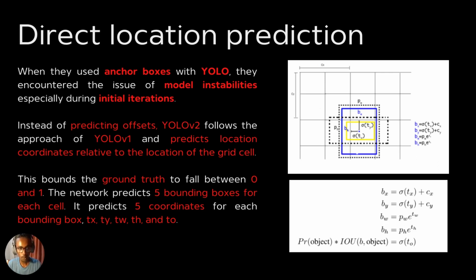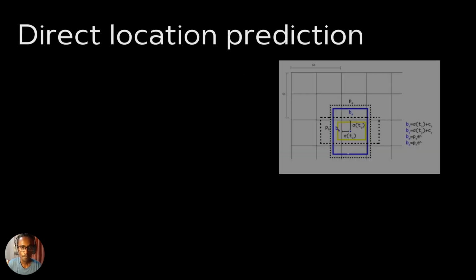Last time we had 4 coordinates: one for the center point, x and y, then the width and the height, and then the confidence score. But here we have 5 bounding boxes, and each of them has 5 coordinates, which are represented by tx, ty, tw, th, and the confidence score is represented by to.